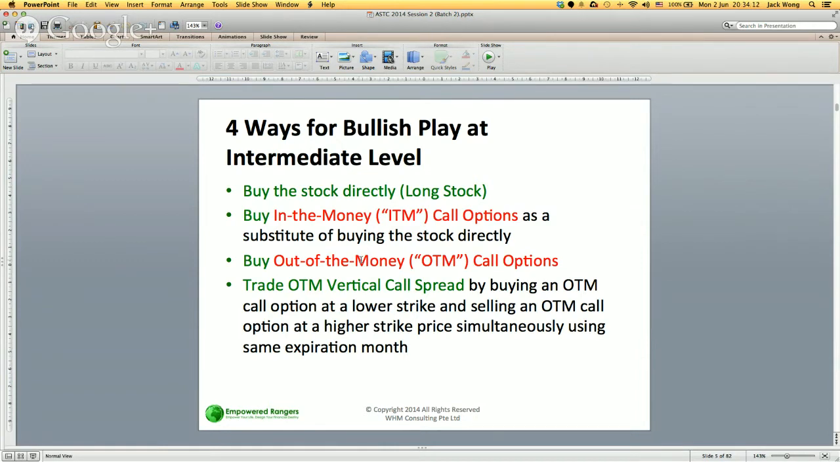Because from the end of this point, by the end of session 2, we'll start building some complicated strategies. So it's good to introduce what a vertical spread is.